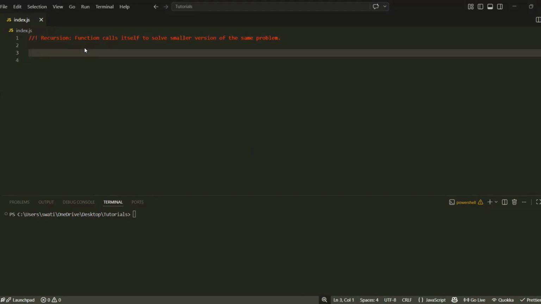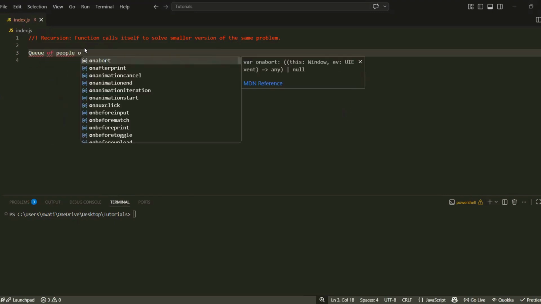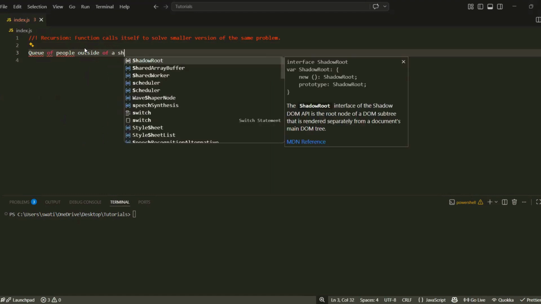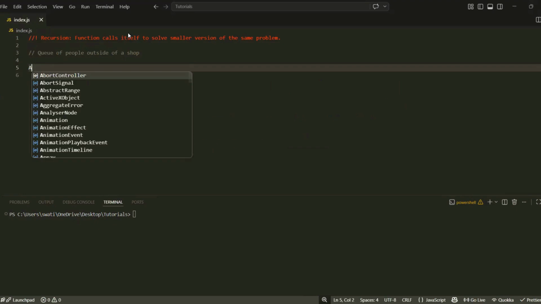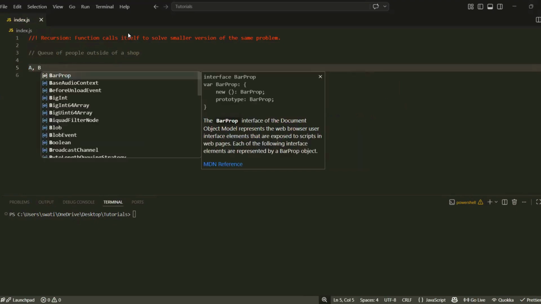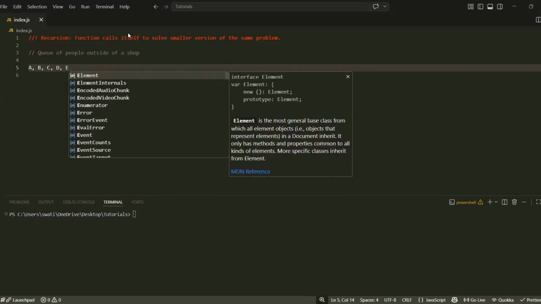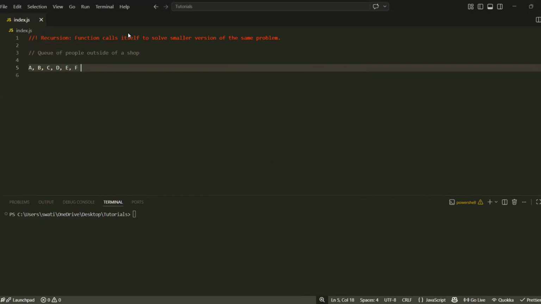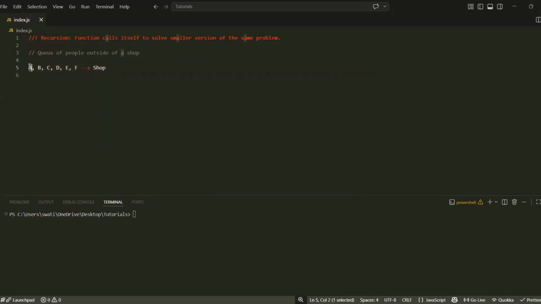So suppose there is a queue of people outside of a shop maybe. Okay? So suppose this is person A, then B, C, D, E, F, and then there's a shop, right? So this person A wants to know after how many people his number is going to come.